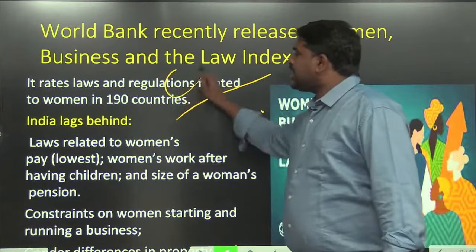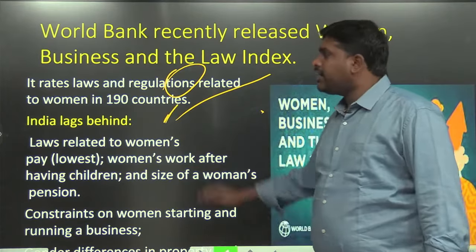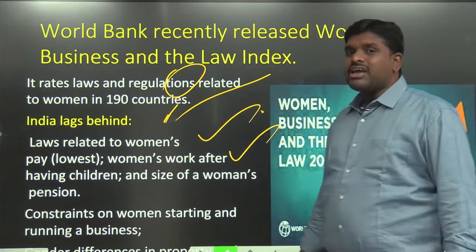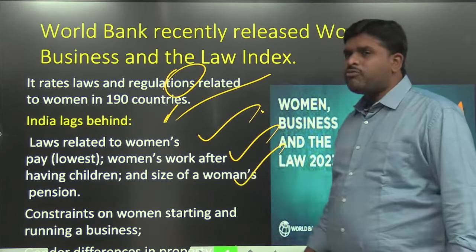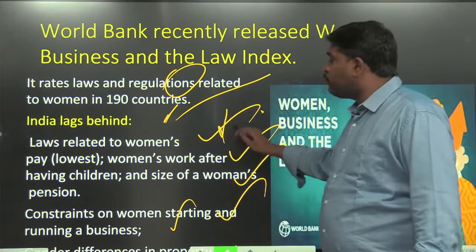It rates laws and regulations related to women in 190 countries. India lags behind. Laws related to women's pay are weak. Women working after having children, more concern about the family, and the size of women's pensions. Constraints on women starting and running a business are very, very poor in India.